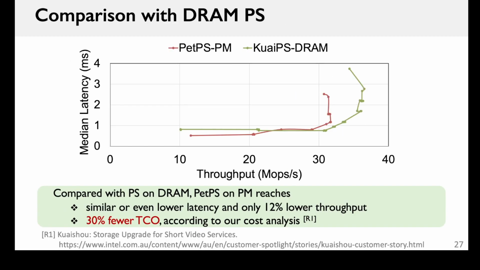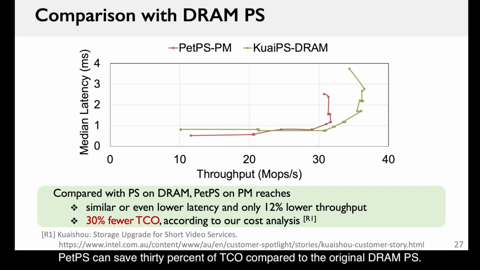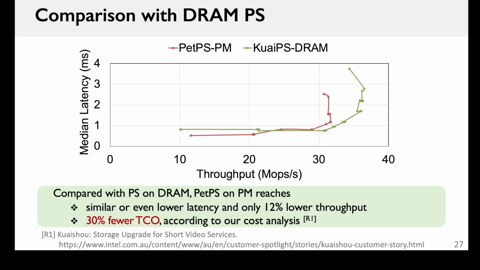In this figure, we run KuaiPS on DRAM and compare it with PET-PS on PM. We found that PET-PS can achieve similar latency with only 12% reduction in throughput performance. According to our internal cost estimation, PET-PS can save 13% of TCO compared to the original DRAM PS.